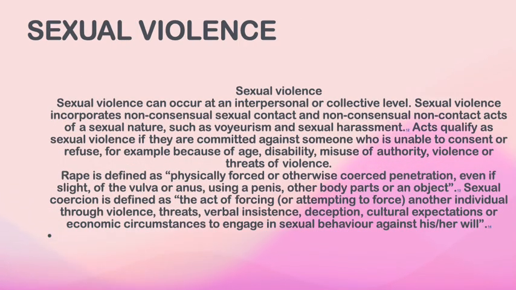Sexual violence can occur at an interpersonal or collective level. Sexual violence incorporates non-consensual sex, contact, and non-consensual non-contact acts of a sexual nature, such as voyeurism and sexual harassment. Acts qualify as sexual violence if they are committed against someone who is unable to consent or refuse, for example because of age, disability, misuse of authority, violence, or threats of violence.